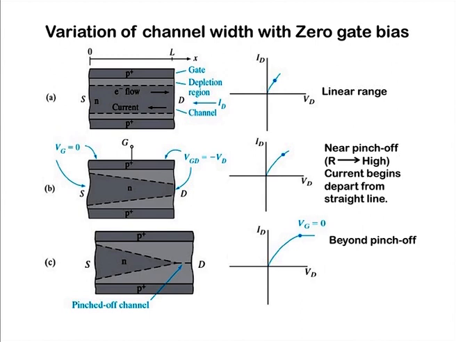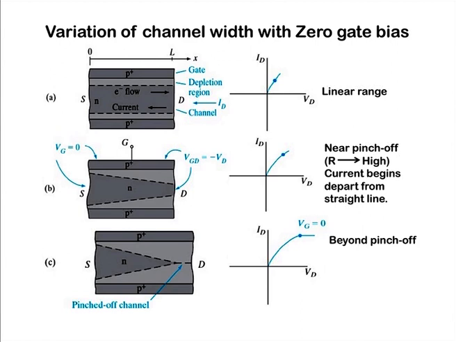So, if you apply a small drain voltage, in that case the channel width is very large and resistance is small. So, we can consider that our current will follow Ohm's law, V equal to IR. The current will increase linearly with the voltage at low voltage. So, this region is called the linear region.